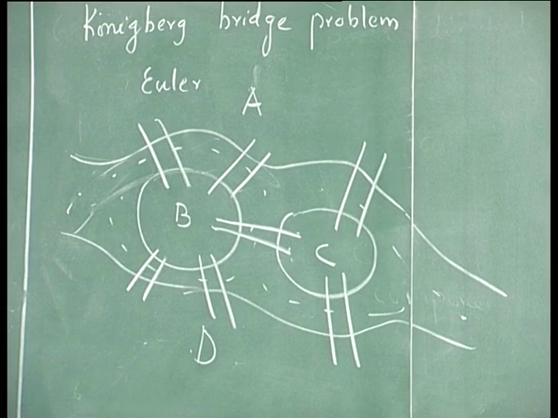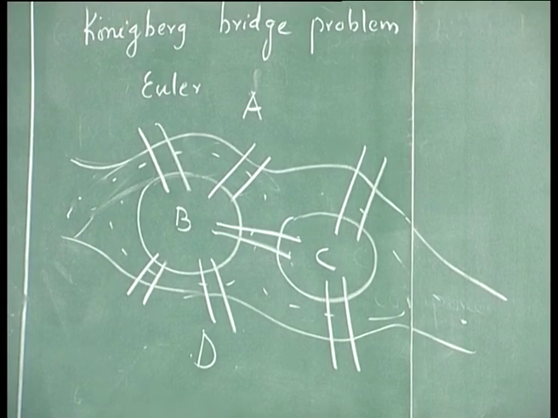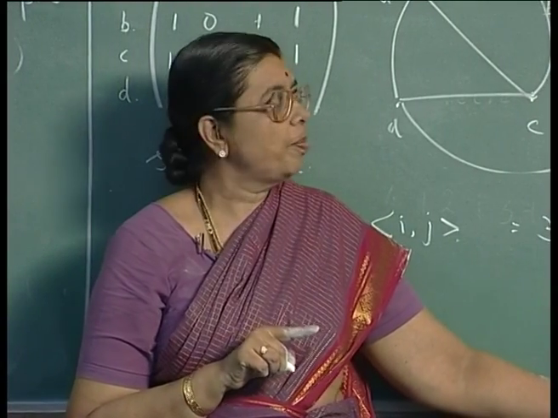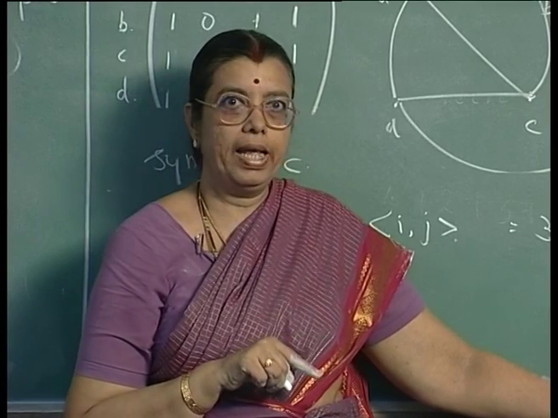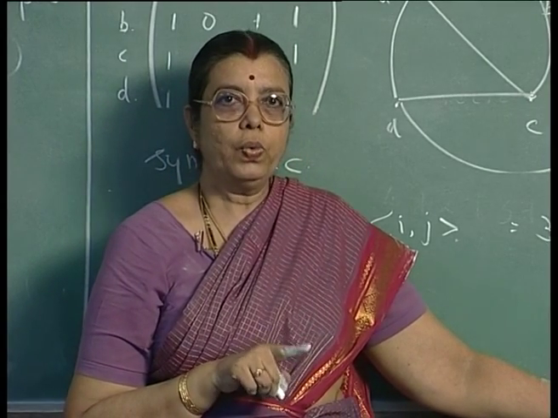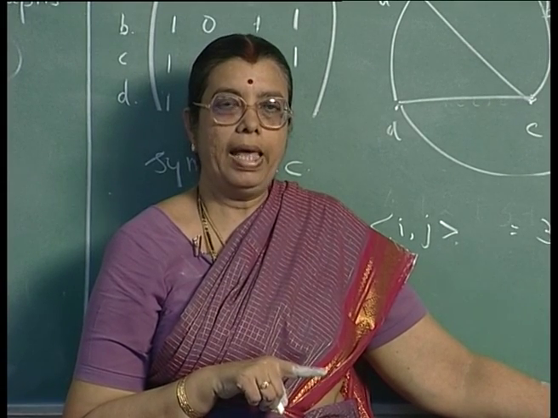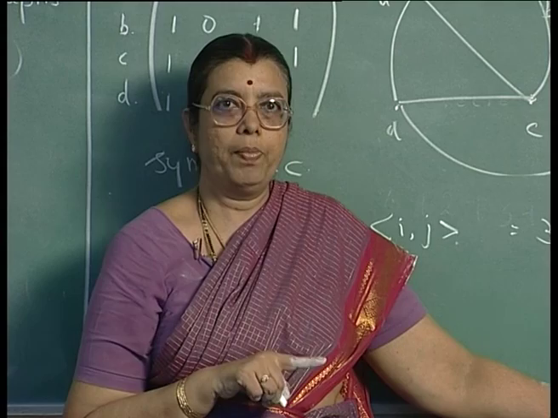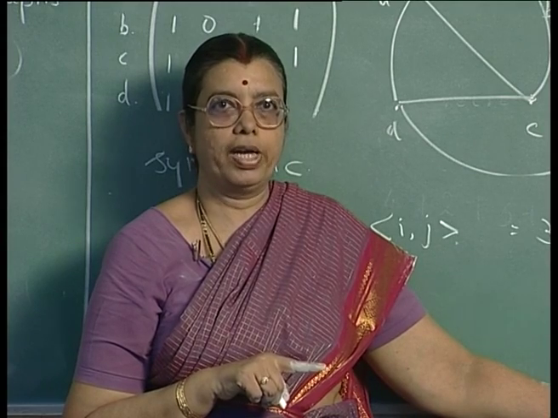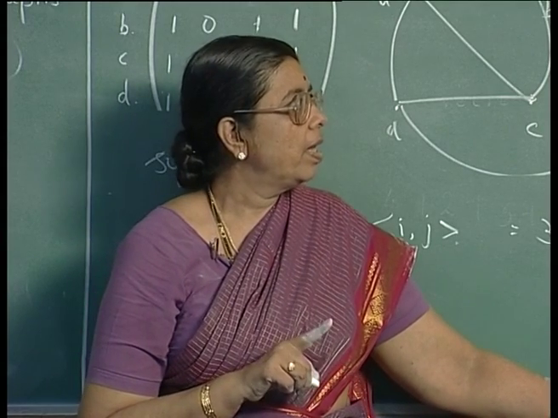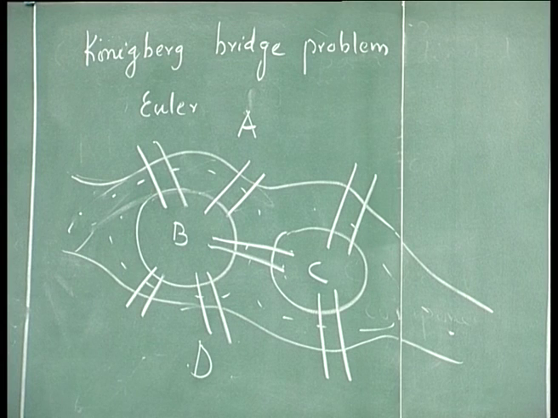The question was, can you start from any one of the portions A, B, C, D, walk through each one of the bridges exactly once and reach the same portion A wherever you started? Then Euler proved that it is not possible to do that with this sort of arrangement of the bridges. How did he prove that?